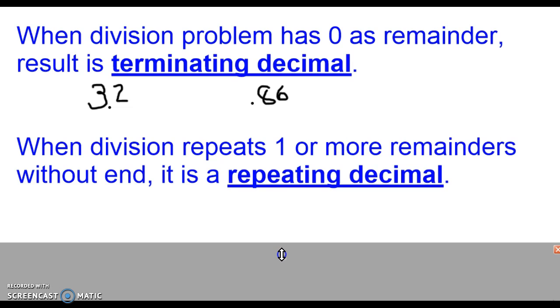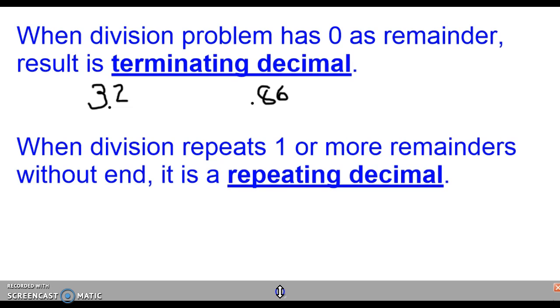When a division repeats one or more remainders without ending, it's called a repeating decimal. So you might see something like this. If you type something in your calculator and you get 0.333 and it keeps going, that would be called a repeating decimal. And we symbolize that with a little bar over the first number or 2. So let's go ahead and try some problems with repeating decimals.